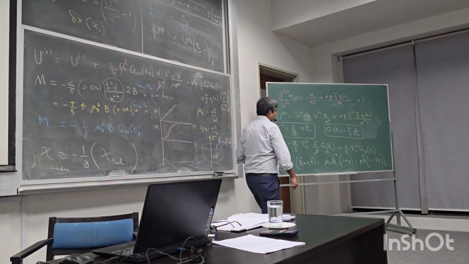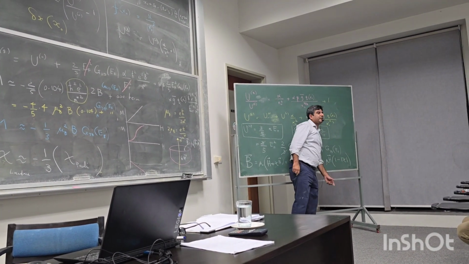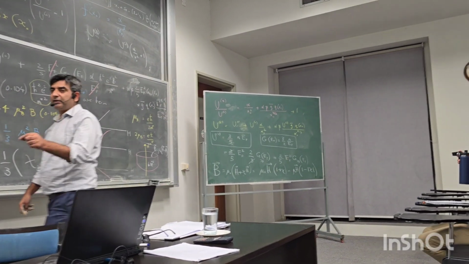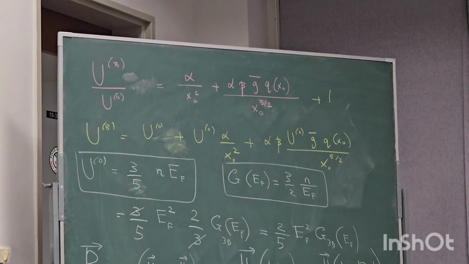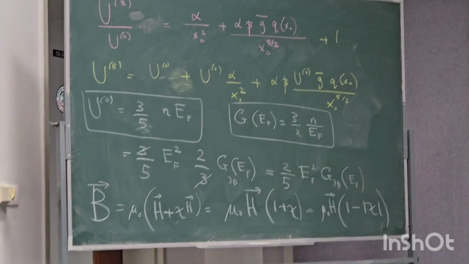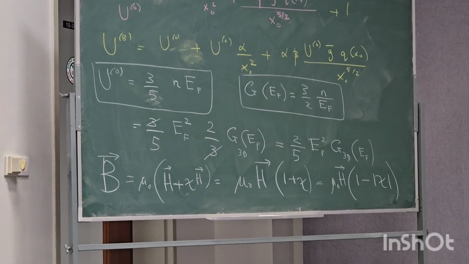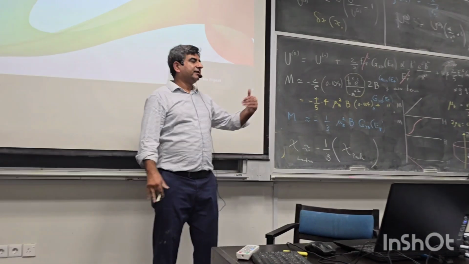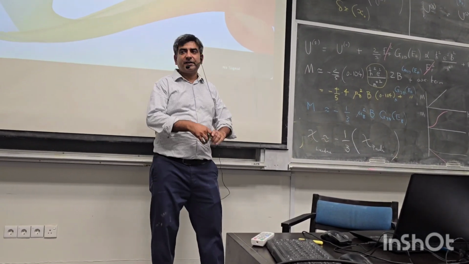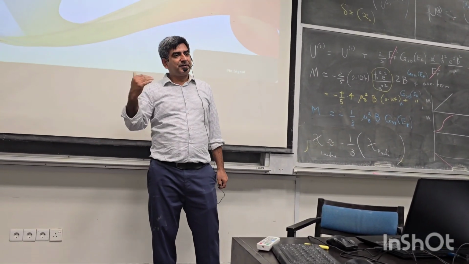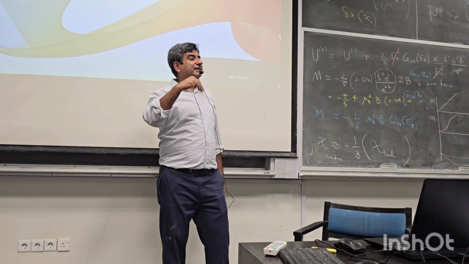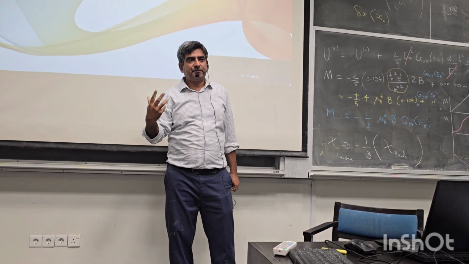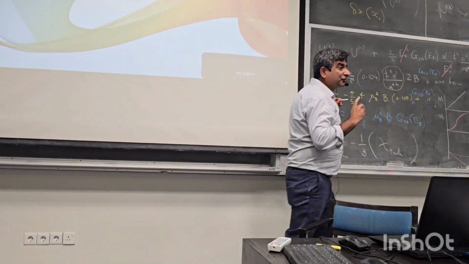This factor, mu naught times (1 plus chi), is also called the permeability, the relative permeability of this material. So this is the Landau diamagnetism effect. Whenever you have free, non-interacting electrons placed inside a magnetic field, they create a negative susceptibility. They create a magnetic field opposite to the applied field. This is also in line with Lenz's law. This also has a classical picture.